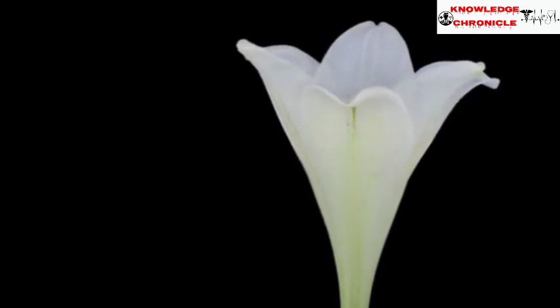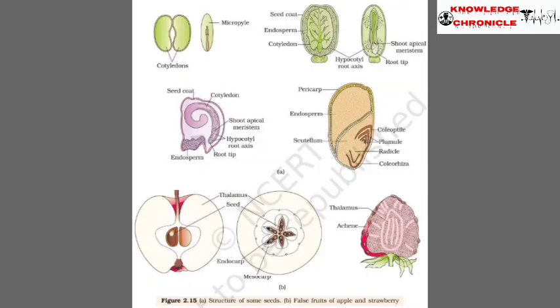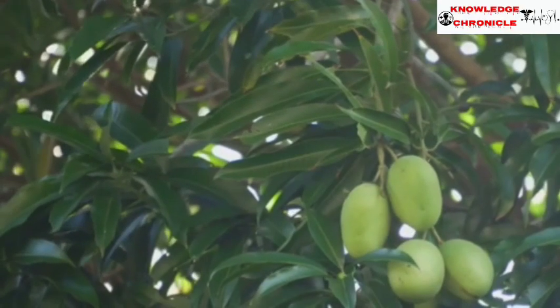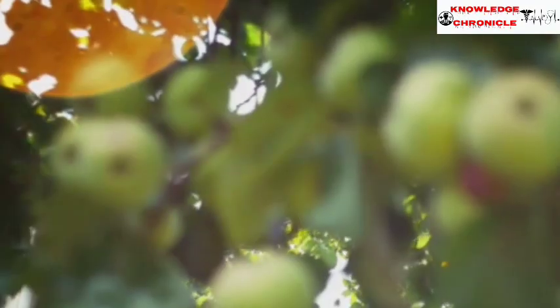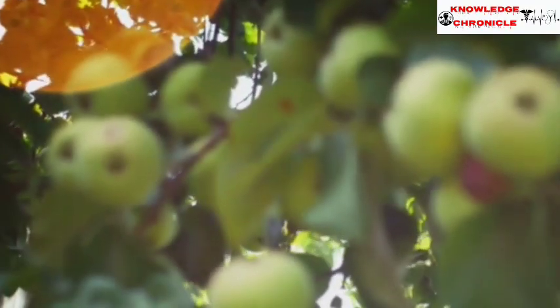As seeds form, the ovary of the flower transforms into a fruit. The ovary wall becomes the pericarp, the protective and sometimes edible outer layer. Fruits are of two types. True fruits develop from the ovary only, for example, mango and guava. False fruits include other parts like the thalamus, for example, apple and strawberry.